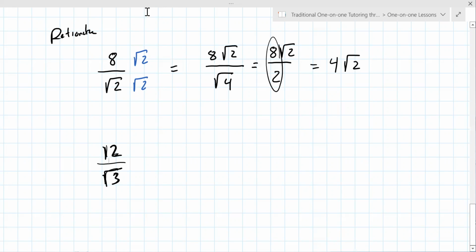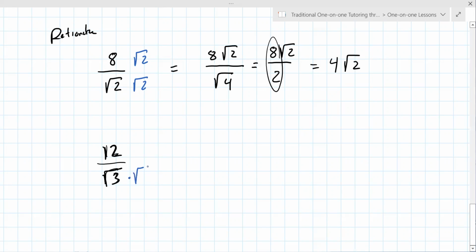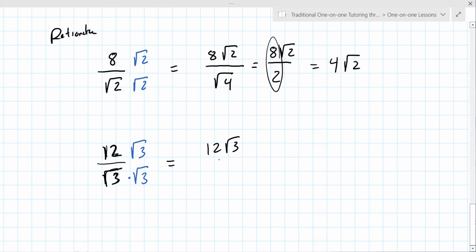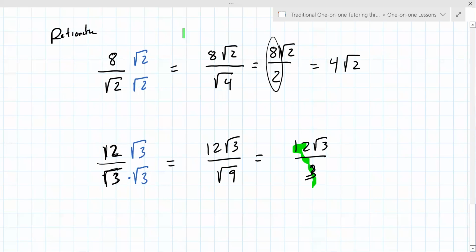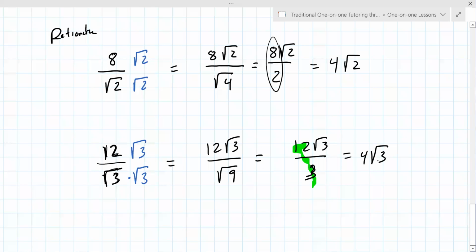What would you multiply the top and bottom by? Square root of 3. Yeah, whatever's on the bottom, you multiply by. So the numerator becomes 12 square root 3, and the denominator becomes the square root of 9. And so you write 12 square root 3 over 3, and then you can divide the coefficients. You can divide these. Right. And you get 4 square root 3.